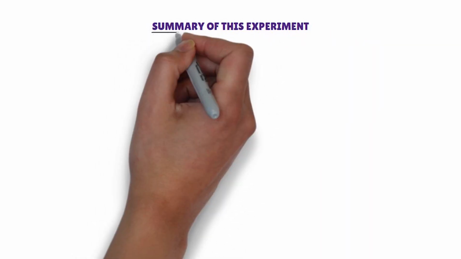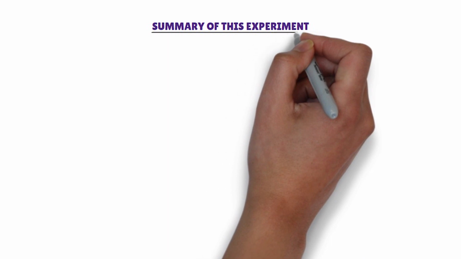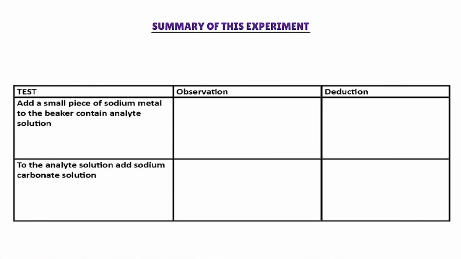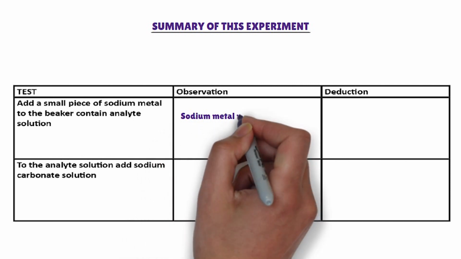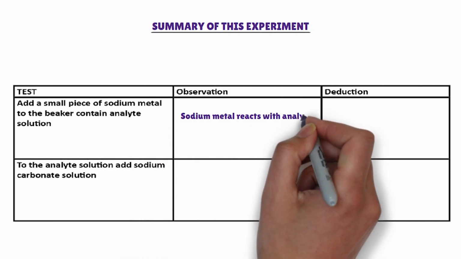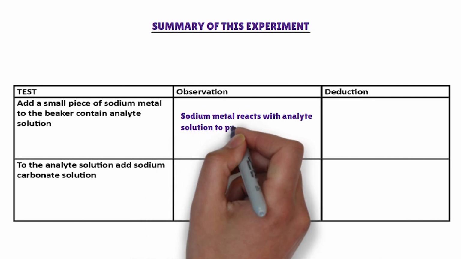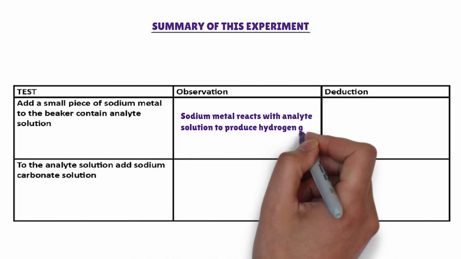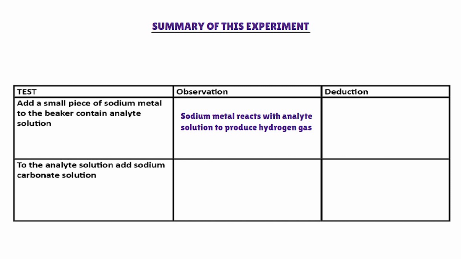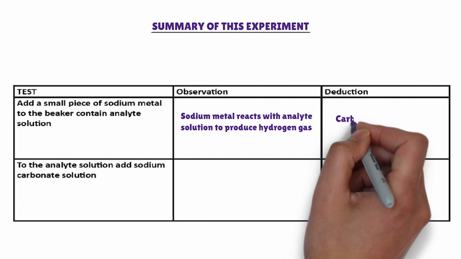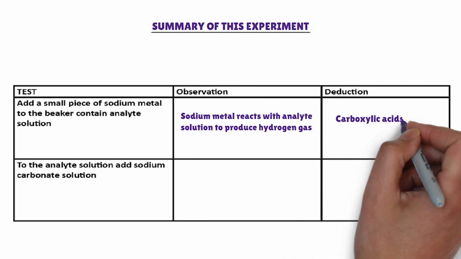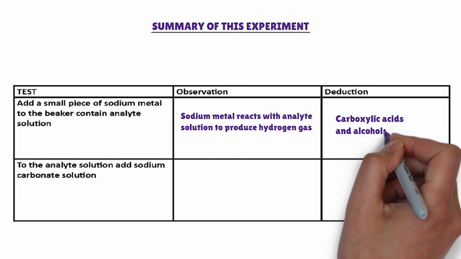Summary of this experiment. A small piece of sodium metal is added to the beaker containing analyte solution. Sodium metal reacts with analyte solution to produce hydrogen gas. Organic compounds which react with sodium metal to form hydrogen gas are carboxylic acids and alcohols. Listen carefully. Organic compounds which react with sodium metal to form hydrogen gas are carboxylic acids and alcohols.